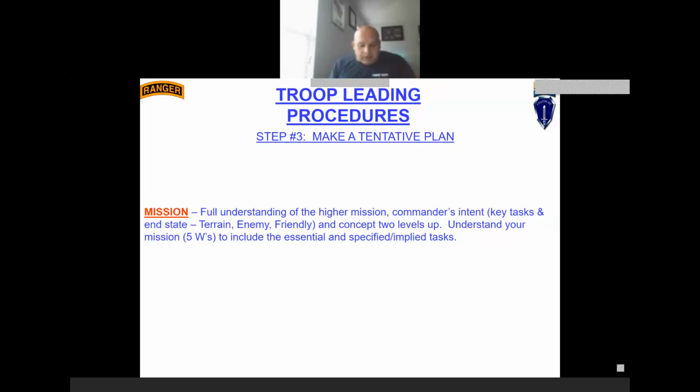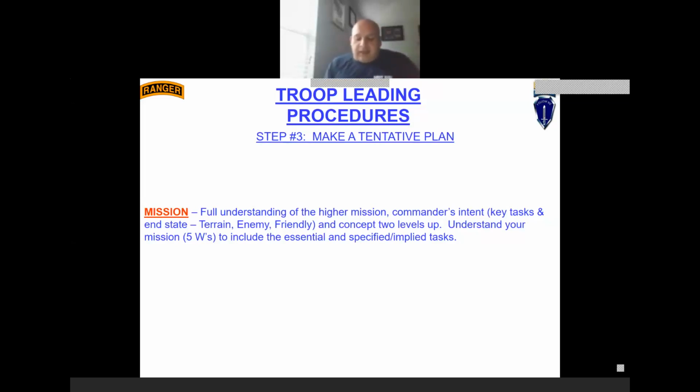A leader will analyze a higher headquarters warning order and op order to determine how the unit contributes to the higher headquarters mission. Your mission statement may change from the warning order, but ensure you have a good understanding of the company and platoon mission, intent, and concept. Remember to consider specific, implied, and essential tasks.